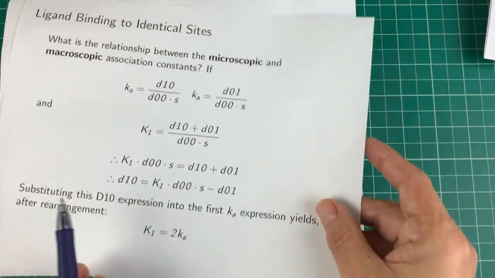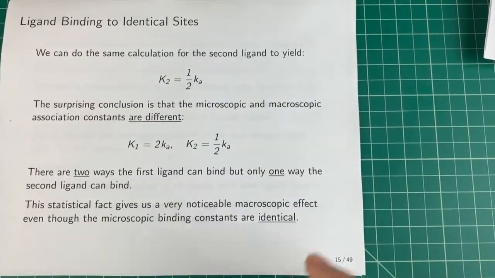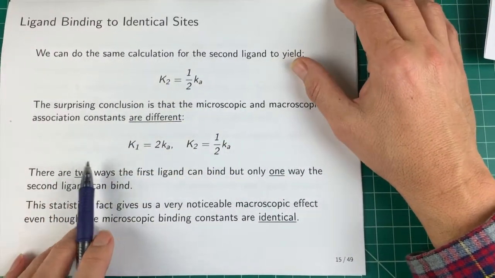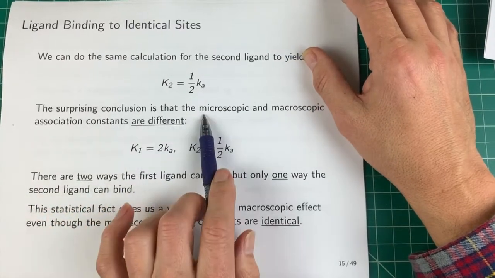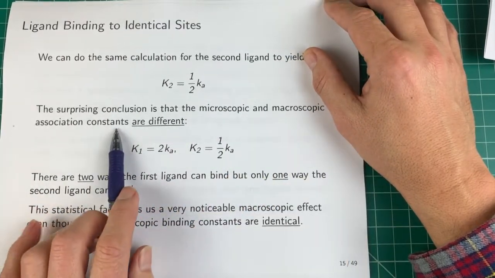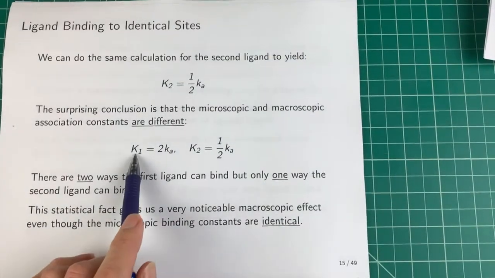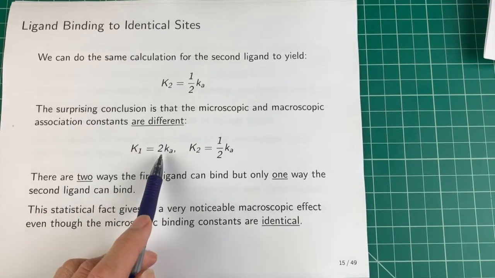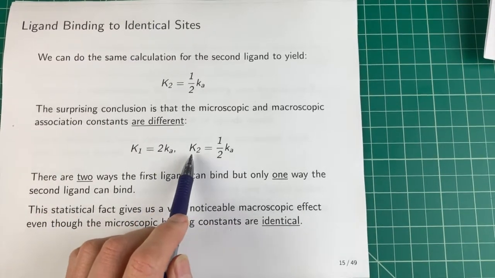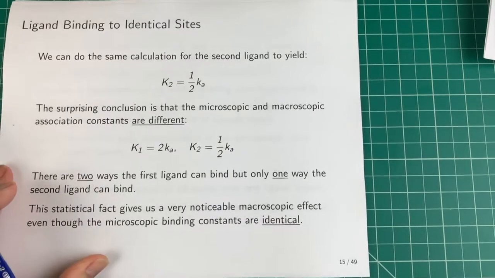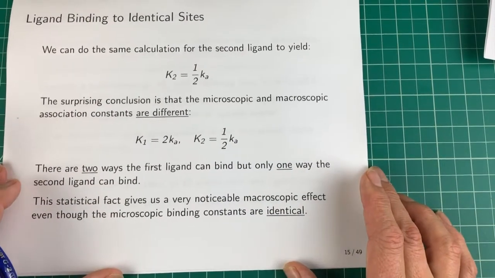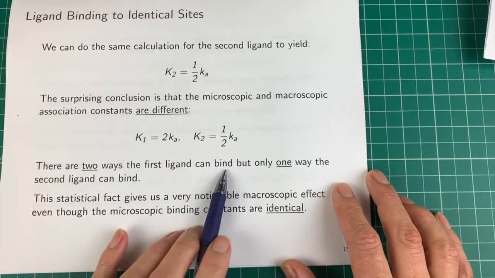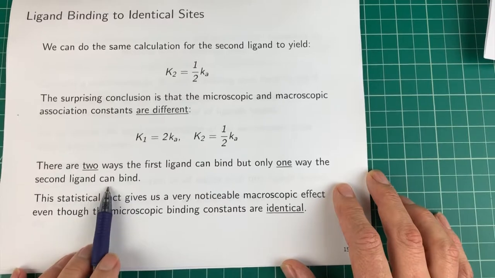Okay, now I can do the same for the other one, for K2, and I'll end up with this relation. What's surprising here is that the microscopic and macroscopic association constants are different. So K1, the left-hand side macroscopic association constant, is 2 times Ka, and the right-hand one is half Ka. Now, this is a statistical effect, and it's due to the fact that there are two ways for the first ligand to bind, but there's only one way for the second to bind.